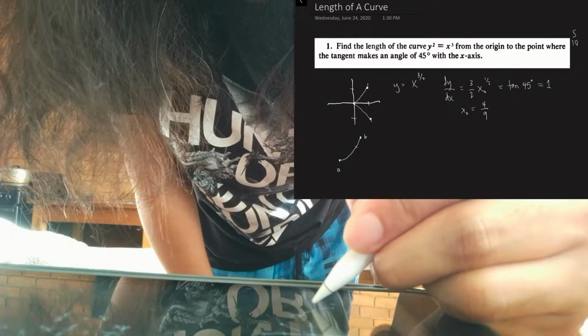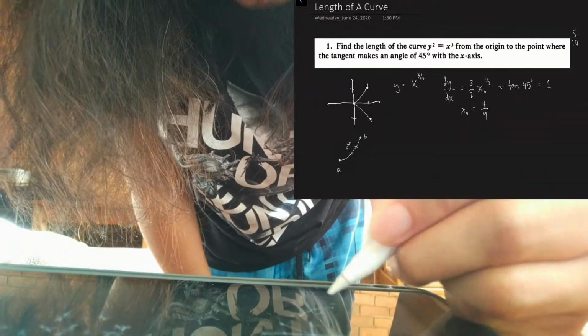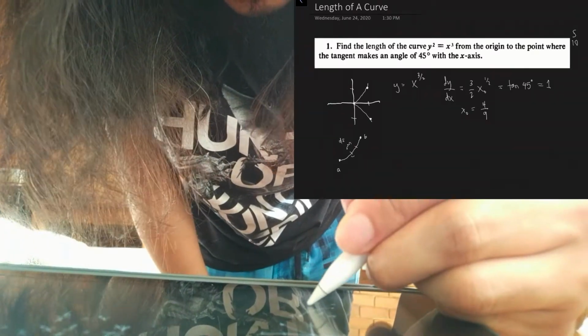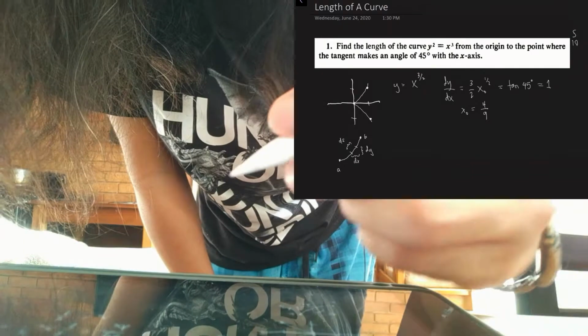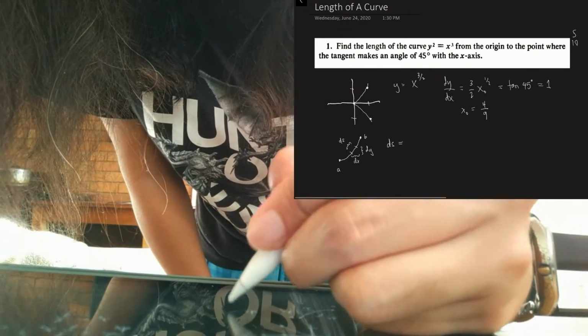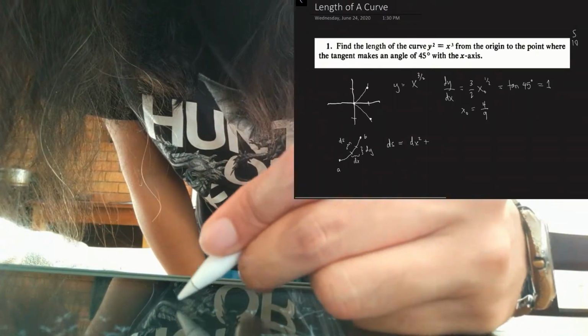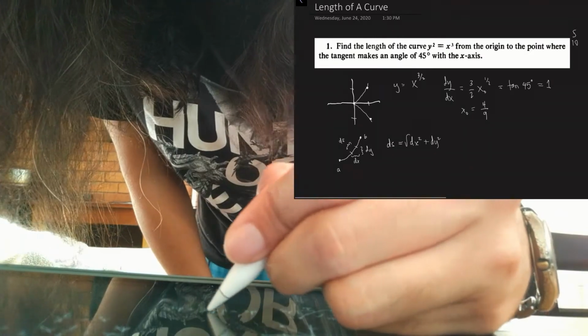Well, that's given by calculus. You take an infinitesimal length ds, its infinitesimal x component dx, its infinitesimal y component dy, and you use the Pythagorean theorem. ds is just dx squared plus dy squared, and then you take the square root.